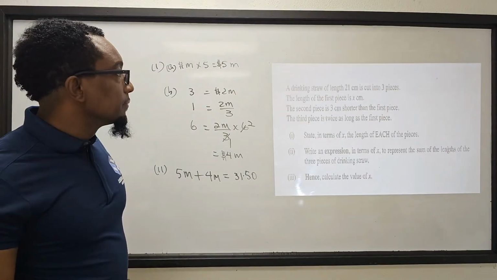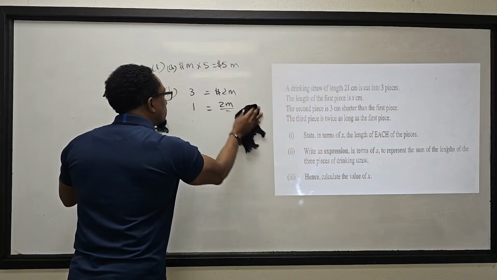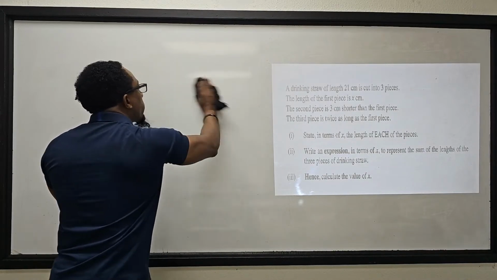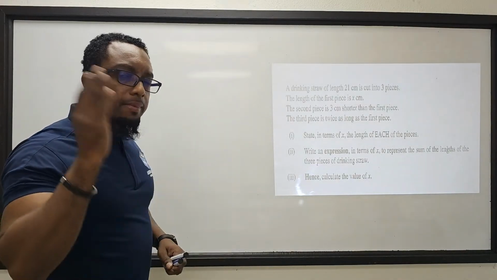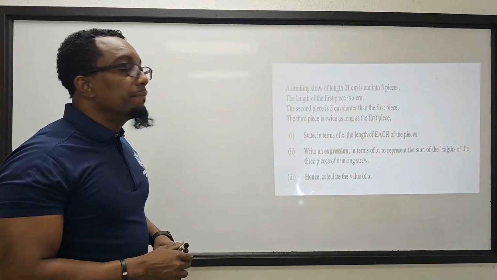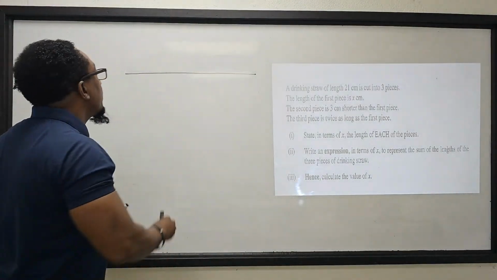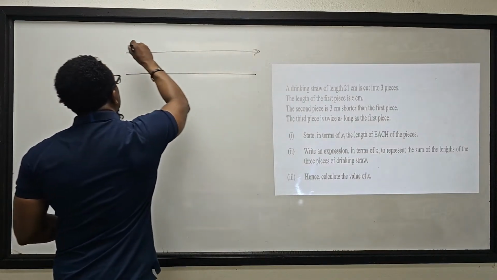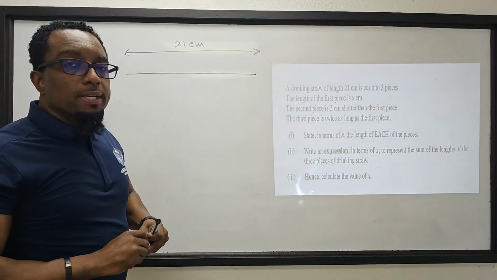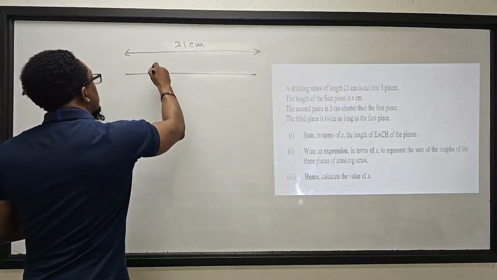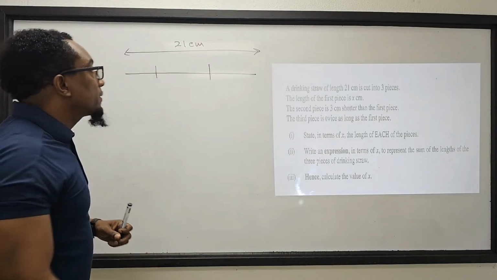Let's look at another. A drinking straw of length 21 centimeters is cut into 3 pieces. Suppose that's a straw, and the length of the straw is 21 centimeters. But this straw is cut into 3 pieces. So let's assume these are the 3 pieces. So the length of the first piece is x centimeters.